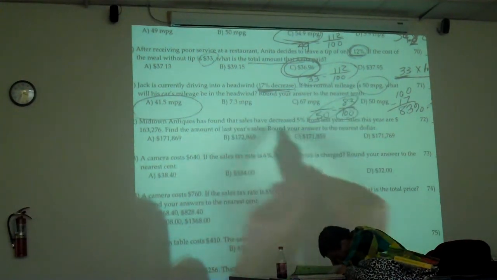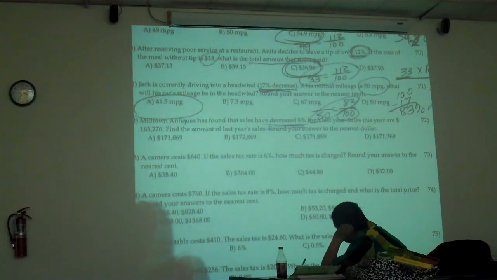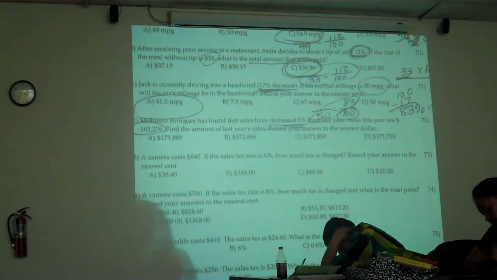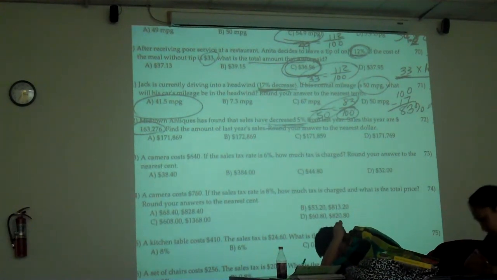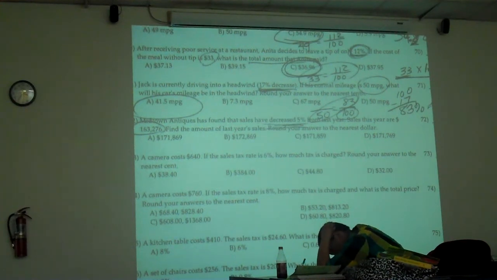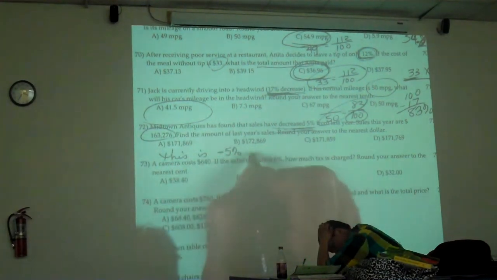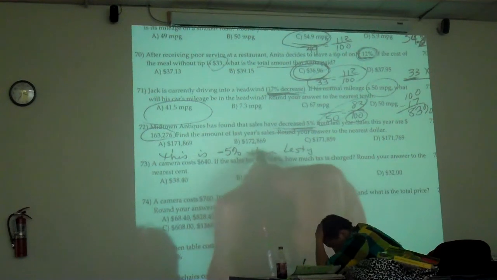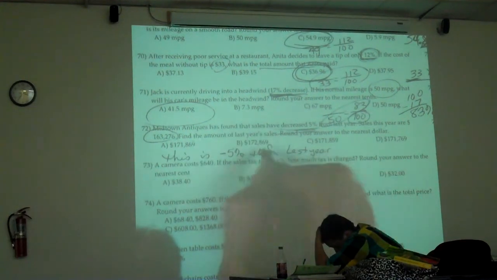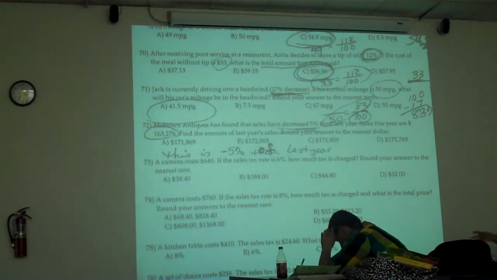They found that sales have decreased by 5% from last year. This year's sales are 163,276. Find the amount of last year's sales. You need last year's sales. This year is 5% less than last year's, right? Or of last year's. You want the of in there because that's what we need for our percent thing. Okay, we know this year's, right?